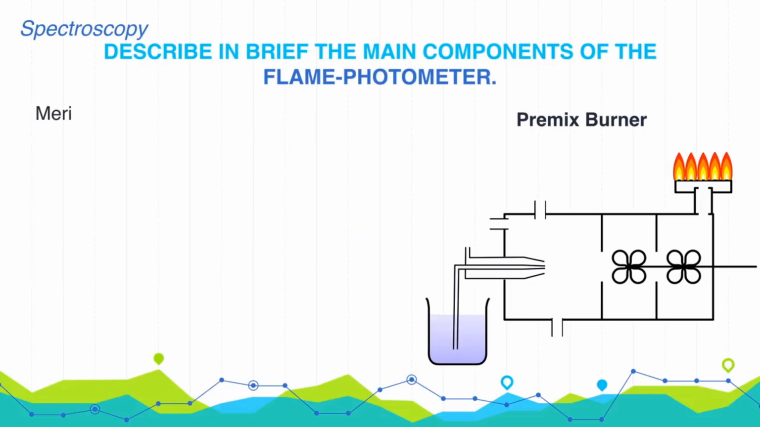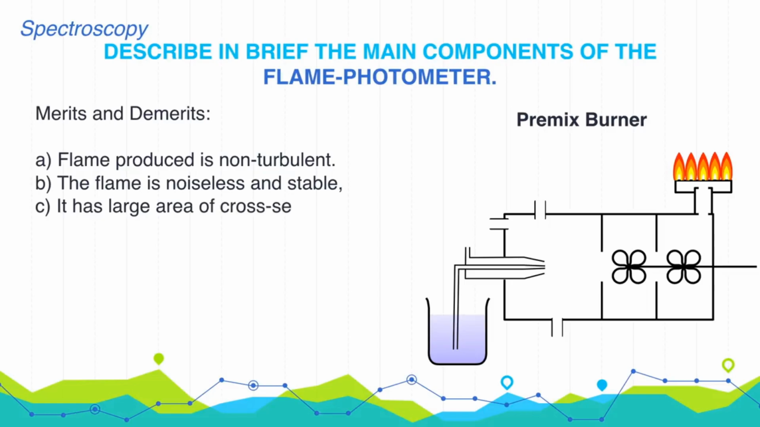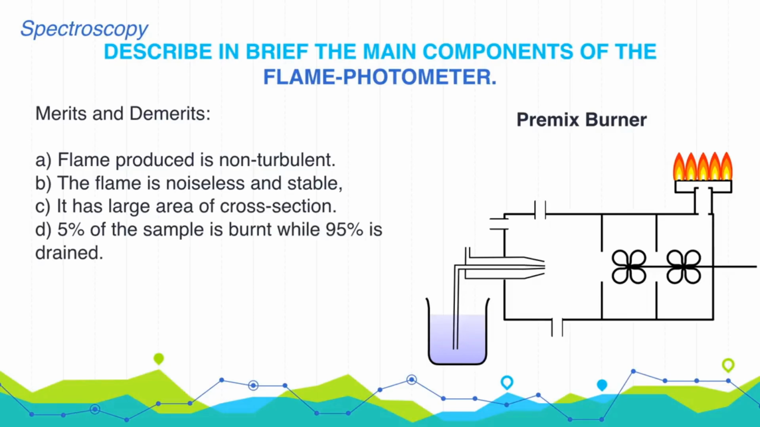These burners also have some merits and demerits. So first, the flame produced is non-turbulent. Second, the flame is noiseless and stable. Third, it has a large area of cross section. And the last, 5% of the sample is burned while 95% is drained.